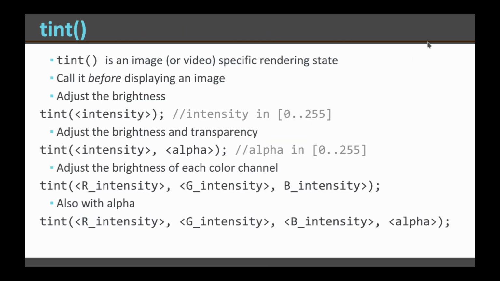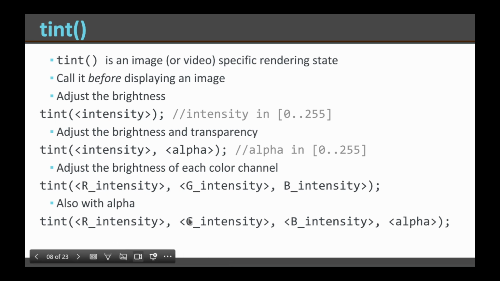So talking about tint. Tint can alter the chromatic properties of an image before it's displayed. You can change its intensity, which can bias images more towards white or more towards black. So you can adjust the brightness. You can also adjust transparency with it as well. With intensity plus alpha, you can make something darker and more transparent, or lighter and more opaque. So it adjusts the brightness of each color channel. You can also change individual colors like we did, making it a little more yellow and a little more red.